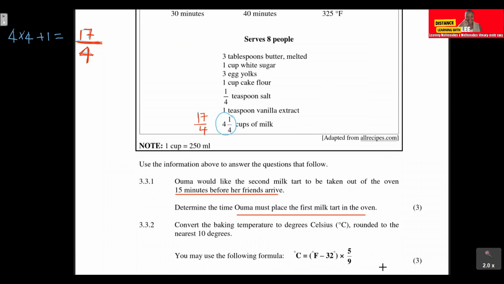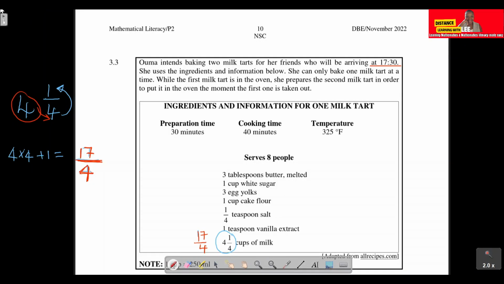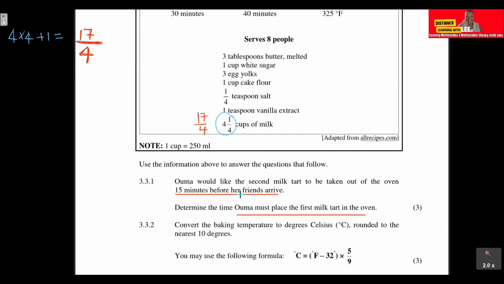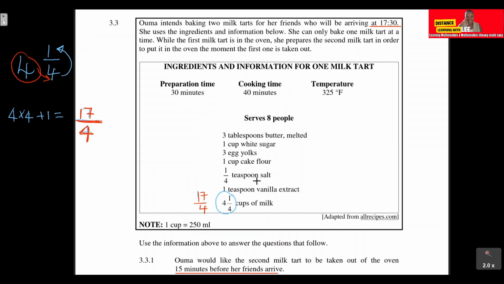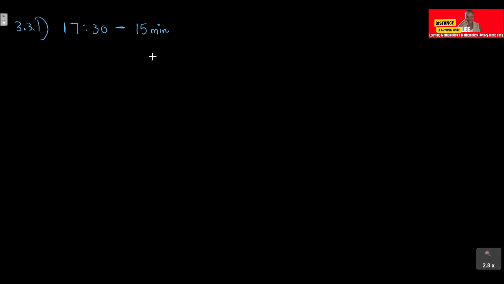And we're going to be focusing on, obviously, we want to take that 17:30. This is question 3.3.1. We're going to take the 17:30 and we want to minus 15 minutes, because we want to work backwards and determine, if she wants to take out the final milk tart 15 minutes before her friends arrive, what time must she take that milk tart out? So it will be that 17:30 minus 15 minutes.